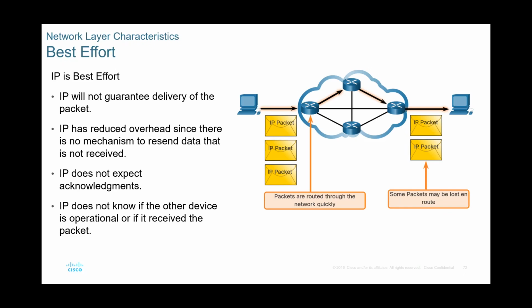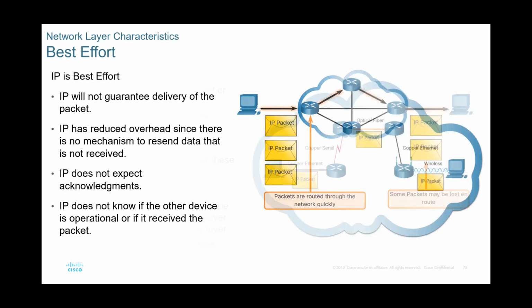So when they say IP is best effort, it will not guarantee delivery of the packet. It does not have any business with acknowledgement. It doesn't even know if the next device on the road to the destination is operational. It just receives the packet and knows that, okay, the next person that will help us get to the destination is this guy on the road. Then they push it to the next person. That is the job of IP.